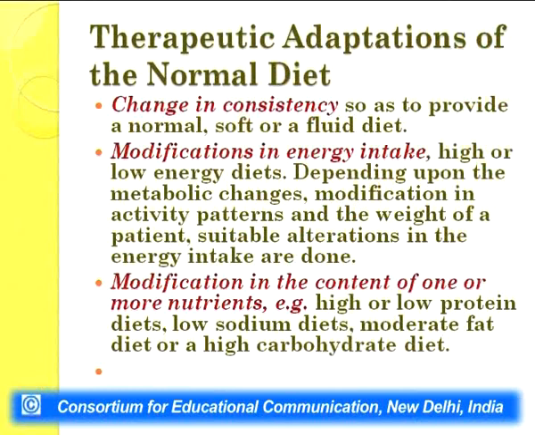Now, therapeutic adaptation of the normal diet. How can we adapt a normal diet in diseased condition? First, we can bring change in the consistency so as to provide a normal, soft or liquid diet. Then modifications in energy intake: high or low energy diets depending upon the metabolic changes, modification in activity patterns and the weight of a patient, suitable alterations in the energy intake are done. Third is modification in the content of one or more nutrients. For example, as I told you earlier, high or low protein diets, low sodium diets, moderate fat diet or a high carbohydrate diet.